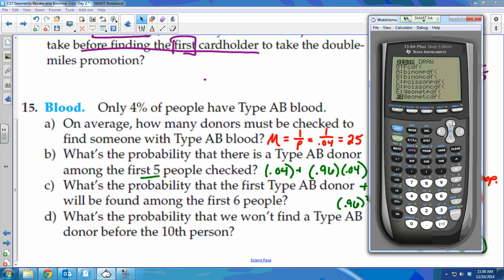Alright, so let's do number 15b. That's on the screen. The probability that there is a type AB donor among the first 5 people checked. So I want to know the probability of the first one in 5, not on the 5th person, but in 5. So we're going to use CDF, not PDF.